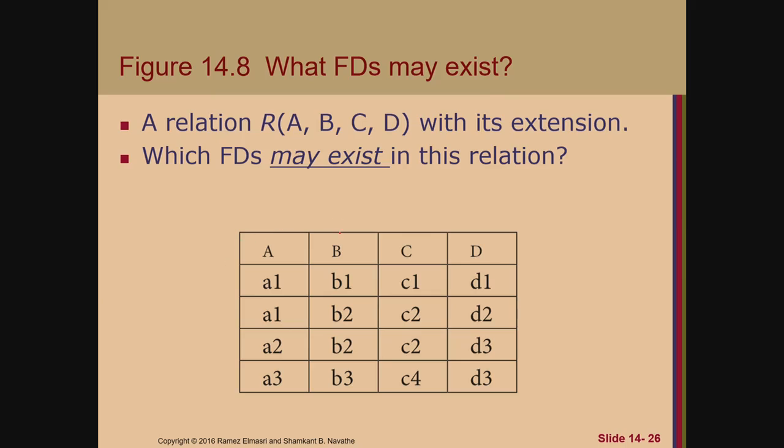After that, B determines A. We have similar B, right? Different A. Impossible. B determines C. Interesting, similar C. It may exist. B determines C may exist. How about B determines D? Same B, different D. Impossible.